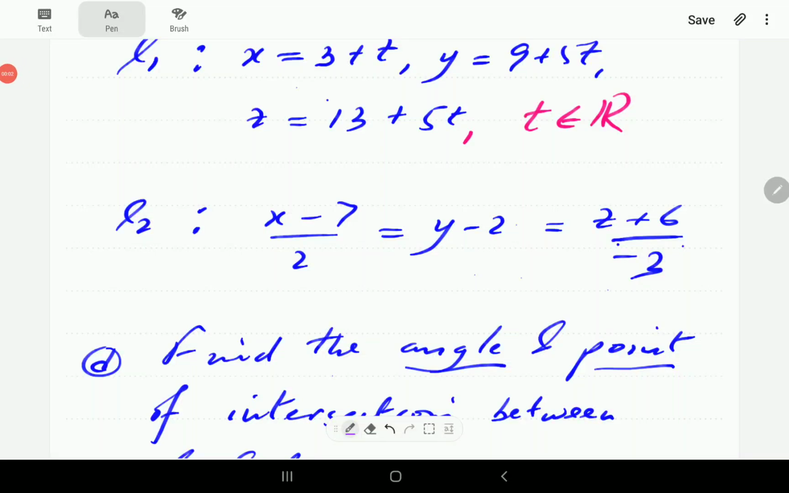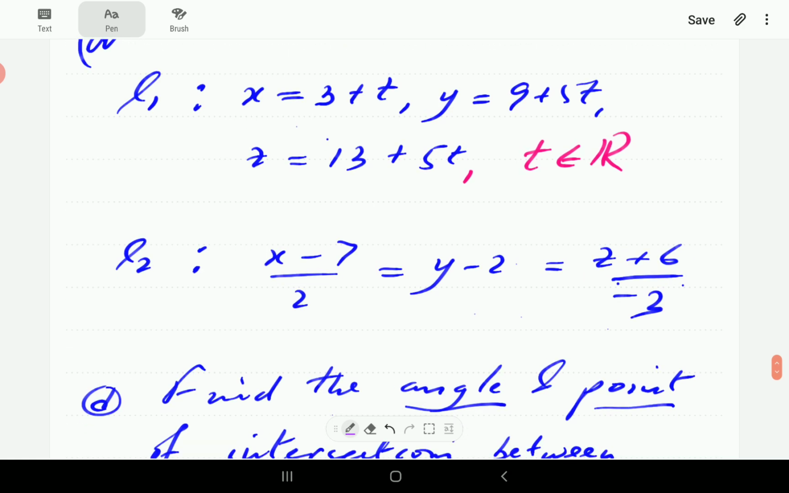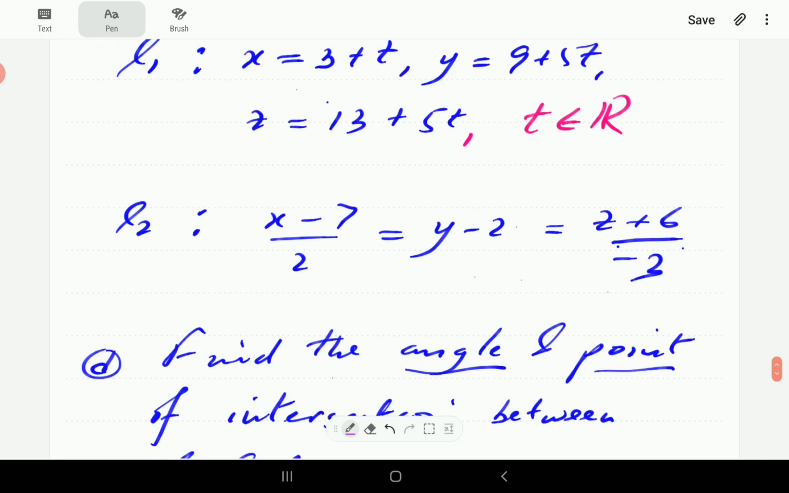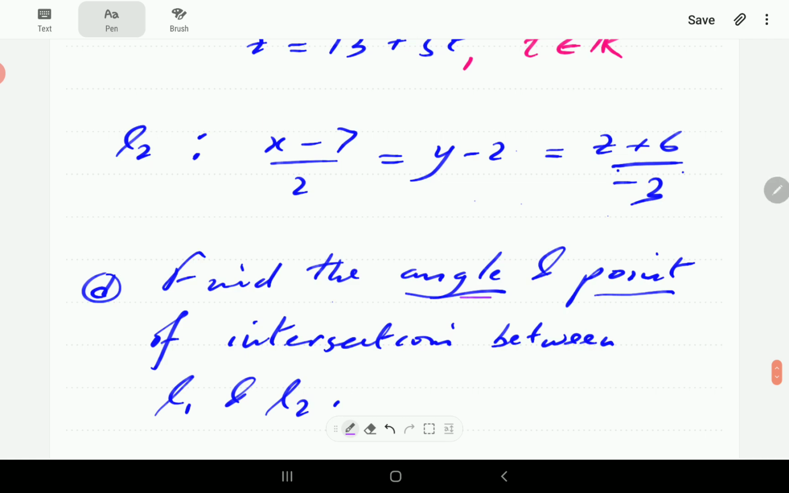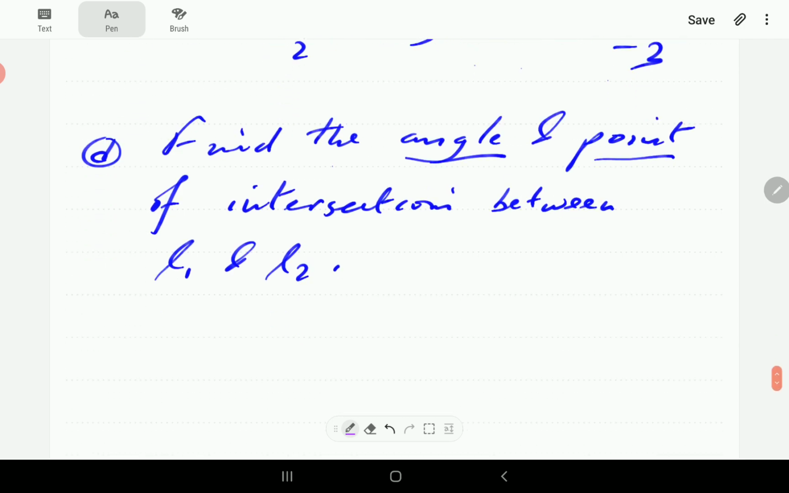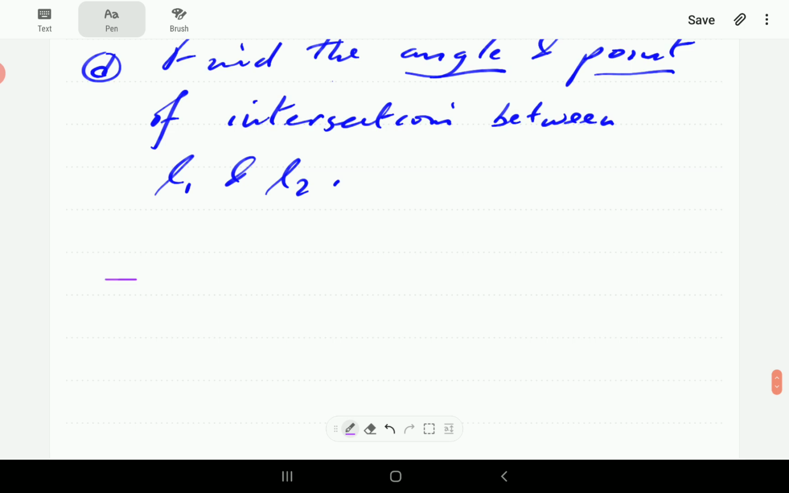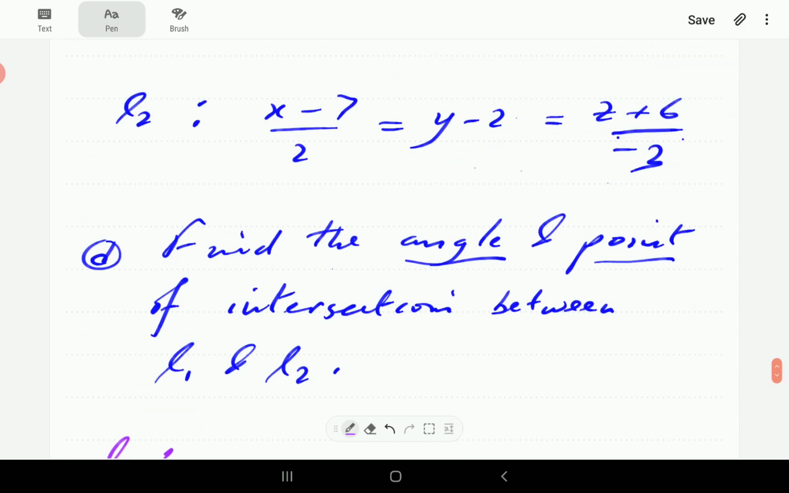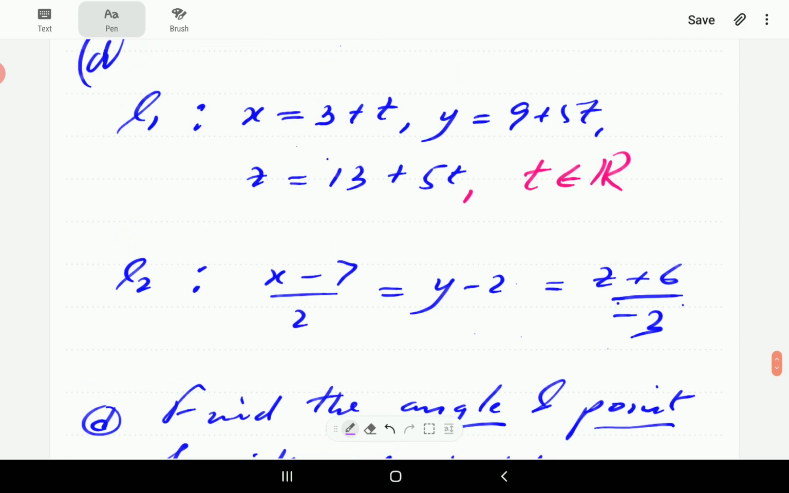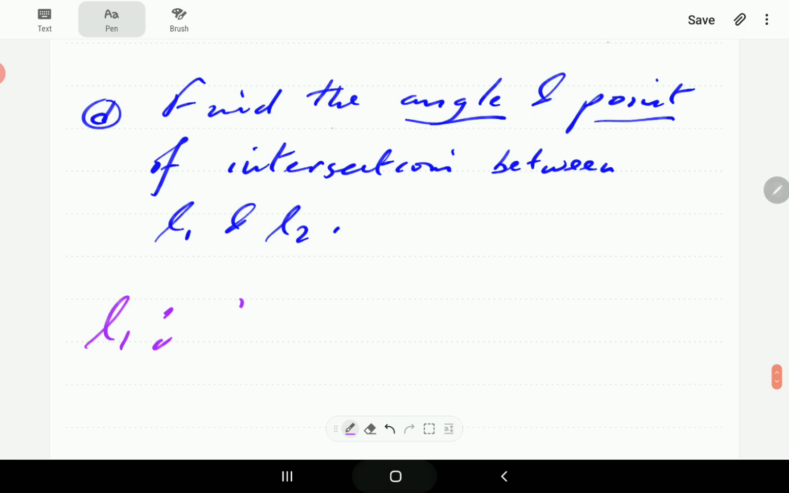Alright, this video is a continuation of the video where we're doing examples, and so we were left with question D, where we want to find the angle and the point of intersection. We're going to start with the angle. For both of them we need either the vector form of the equation of each line or the parametric. Symmetric is not very helpful for these, as you'll see.